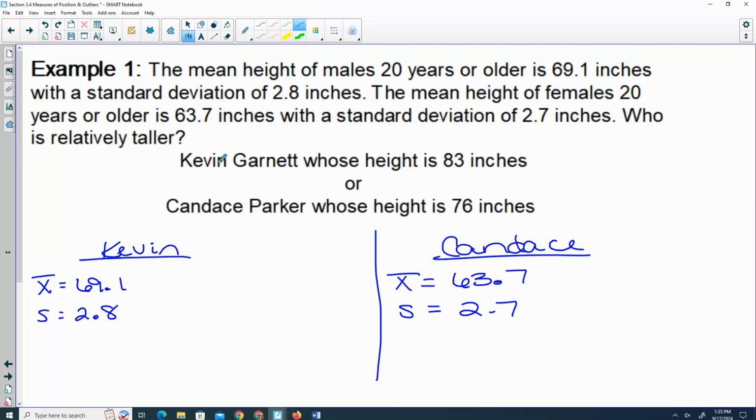Now our value, if we're dealing with Kevin, his height was 83. So if I'm looking for his z-score, it's his value minus the mean, divided by the standard deviation.